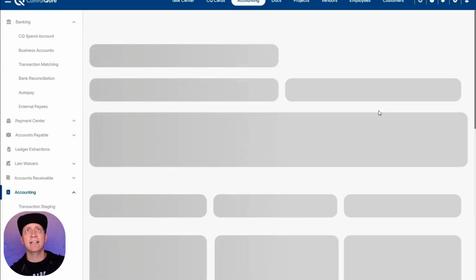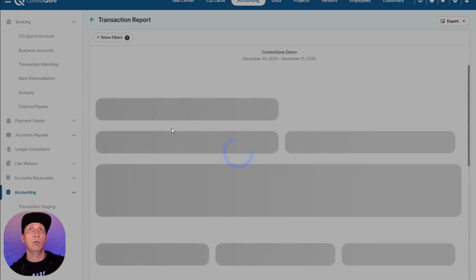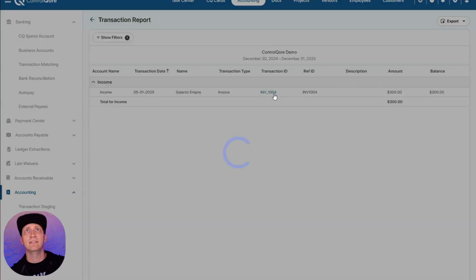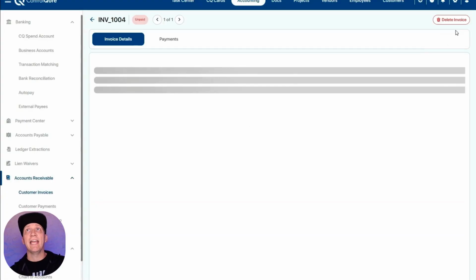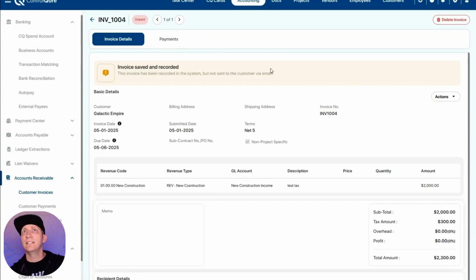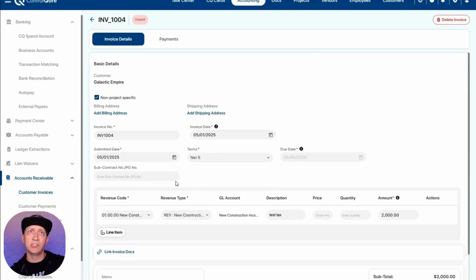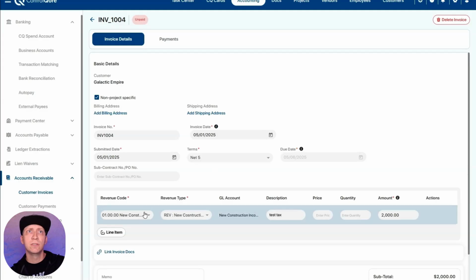So I can click on it and I can actually see what was coded there. Okay, it was an invoice. Okay, that's obviously in the wrong place. So I can go in, I can edit it if I want to. And I can change it, I don't want this to go to the general ledger that it is. See, it's going right here.